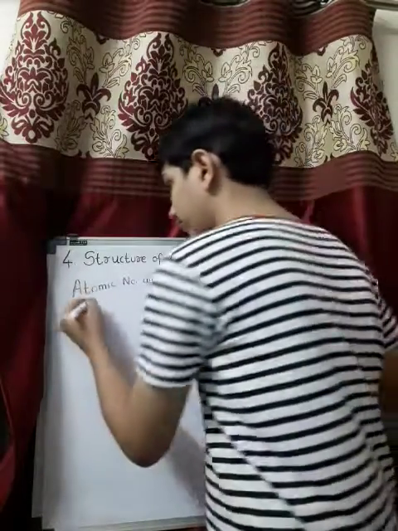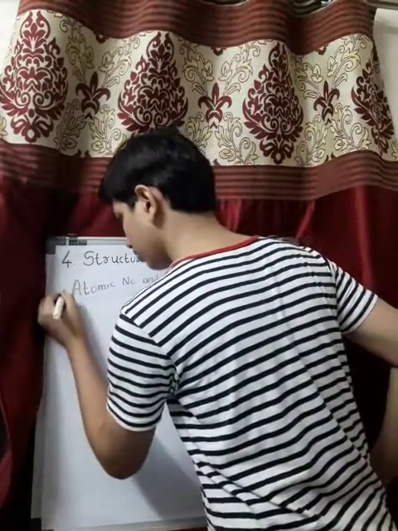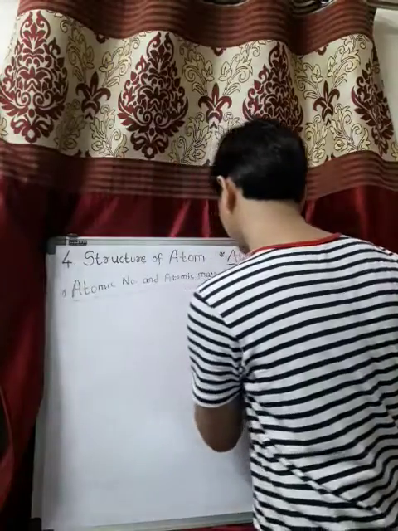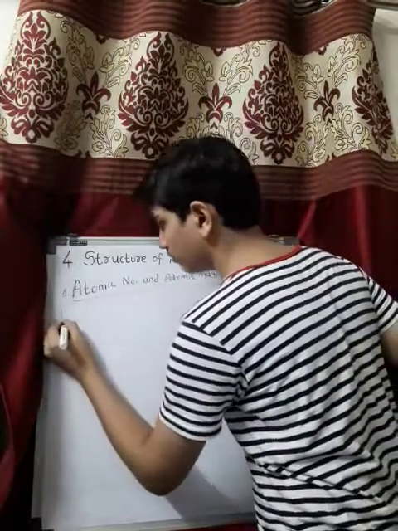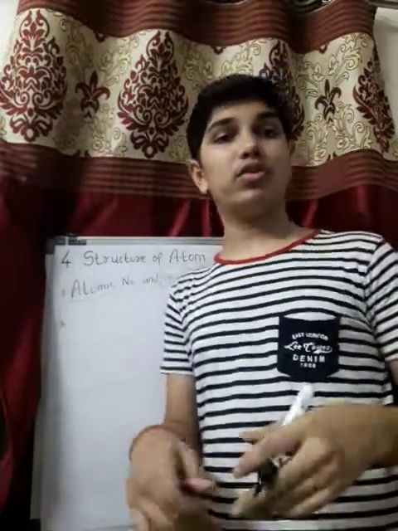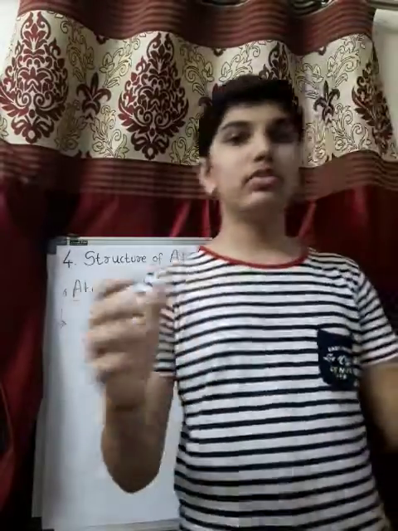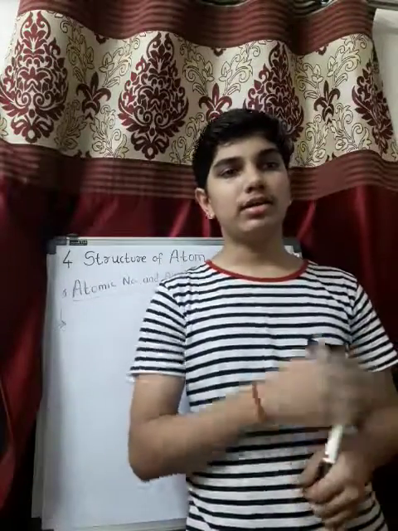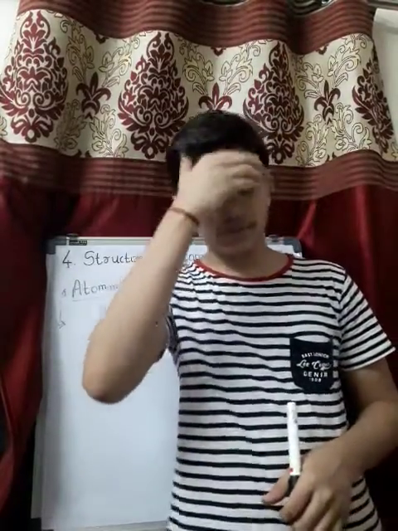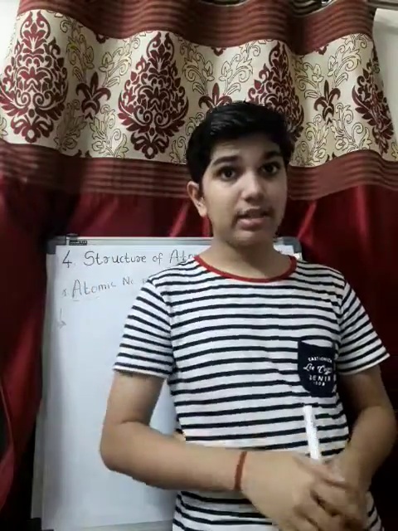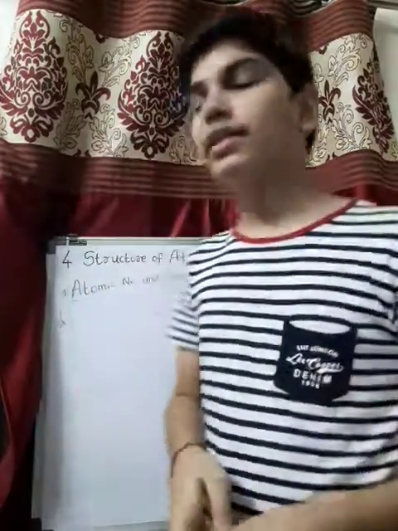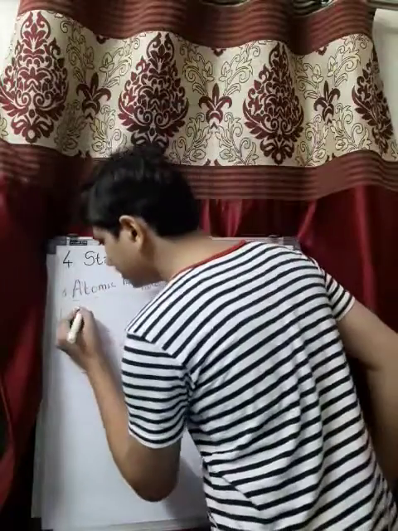First we will do this, then second this. So first let us do the number of protons present in the nucleus of an atom. We know that. It is the number of protons which determines its atomic number. This atomic number is denoted by Z.